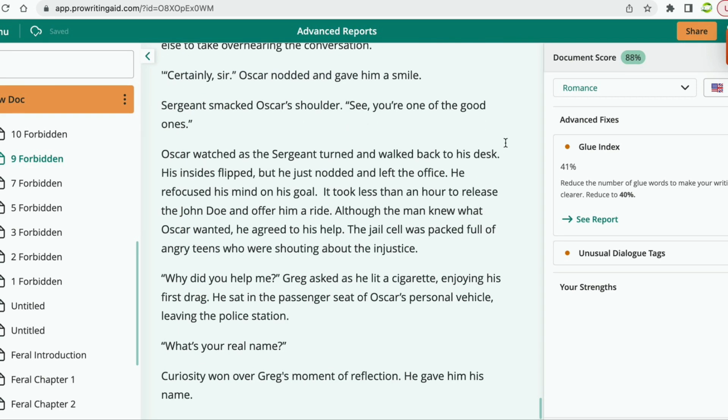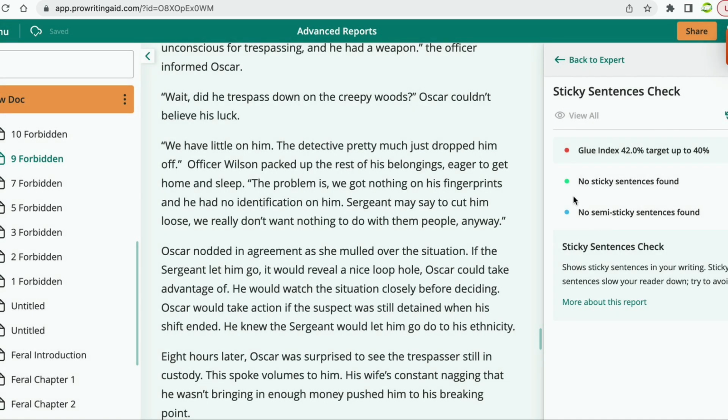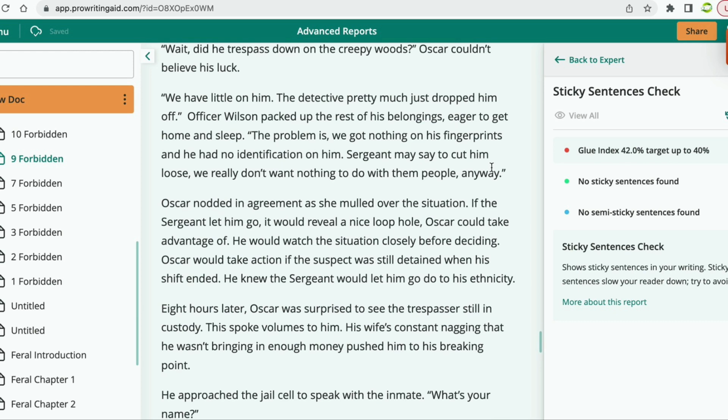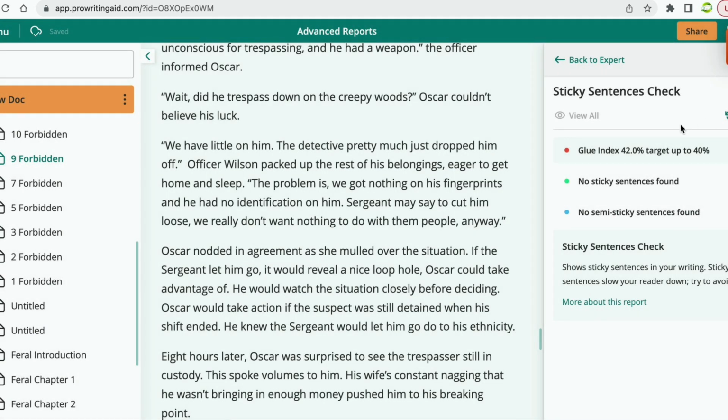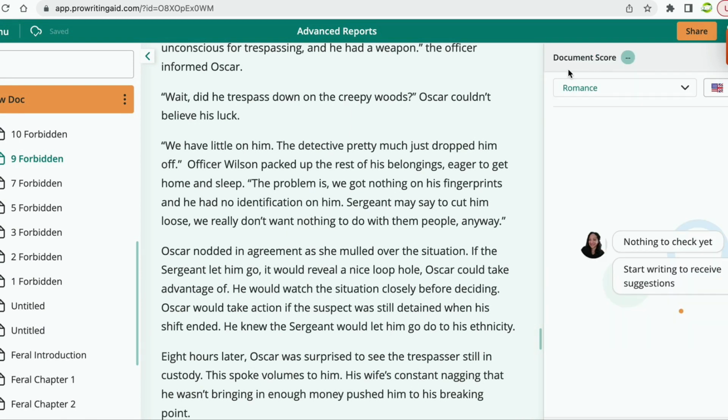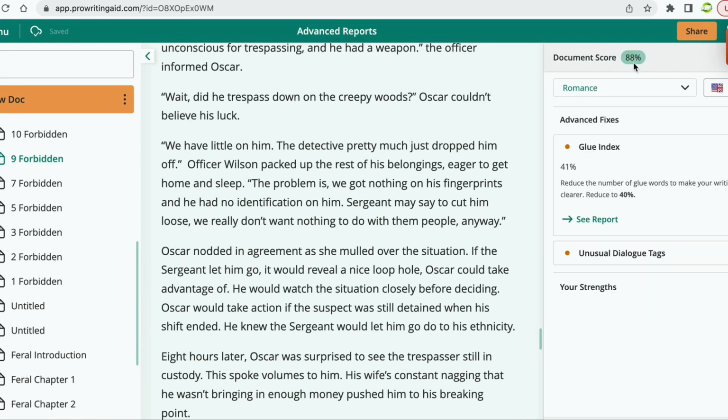So I got my glue index down as much as I possibly could, which was 41%. If you look at the report, there are no sticky sentences found, no semi-sticky sentences found. So there's really not a whole lot I could do. This is saying 42 because it's just rounding it off. I would probably have to go in and rewrite some things, but to me, it's not that serious. So that's the best I can do. My score right now is at 88%.